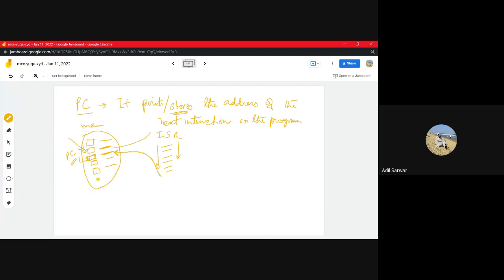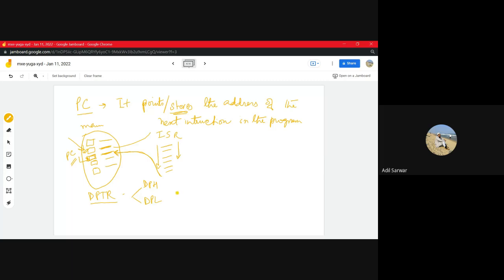Now come to DPTR, the data pointer. It consists of two 8-bit registers, DPH and DPL, the higher 8-bit and the lower 8-bit registers. And what is its role? The data pointer holds the address of data in data memory.